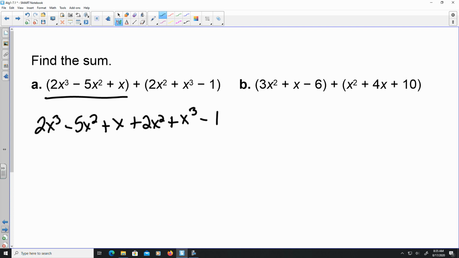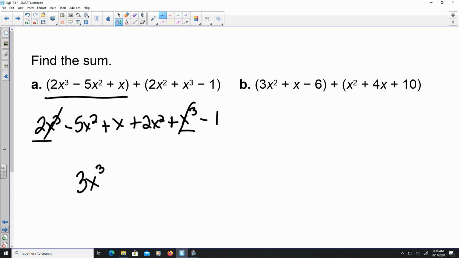From here, I want to identify the variable that has the largest degree. In this case, it is x to the third. And I have two terms with x to the third. So I have 2x to the third, and I have x to the third. I can combine them because they have the exact same variable raised to the exact same degree. So all you're going to do is add the coefficients together. 2 over here, and there's a 1 with x, so that's going to be 3x to the third. And I like to cross them out just to know that I've taken care of those.